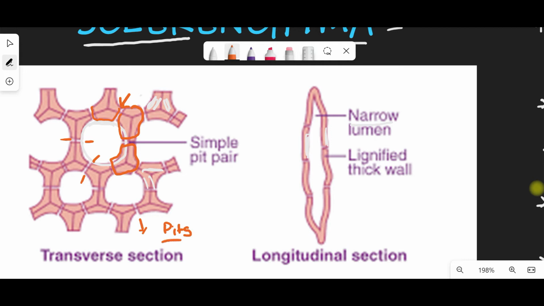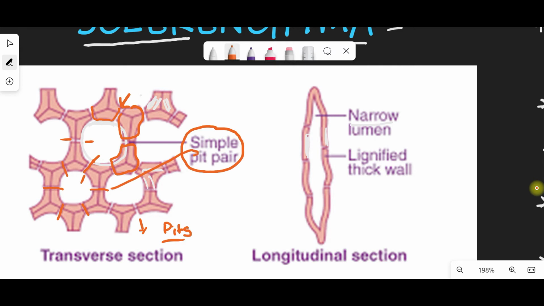These unthickened regions are in general considered as pits. The unthickened regions present in the sclerenchyma, we call them a simple pit. You can say this is a pit, this is a pit, this is a pit. These are the regions where the lignin is not present. So these lignin unthickened regions in the cells are considered as pits.